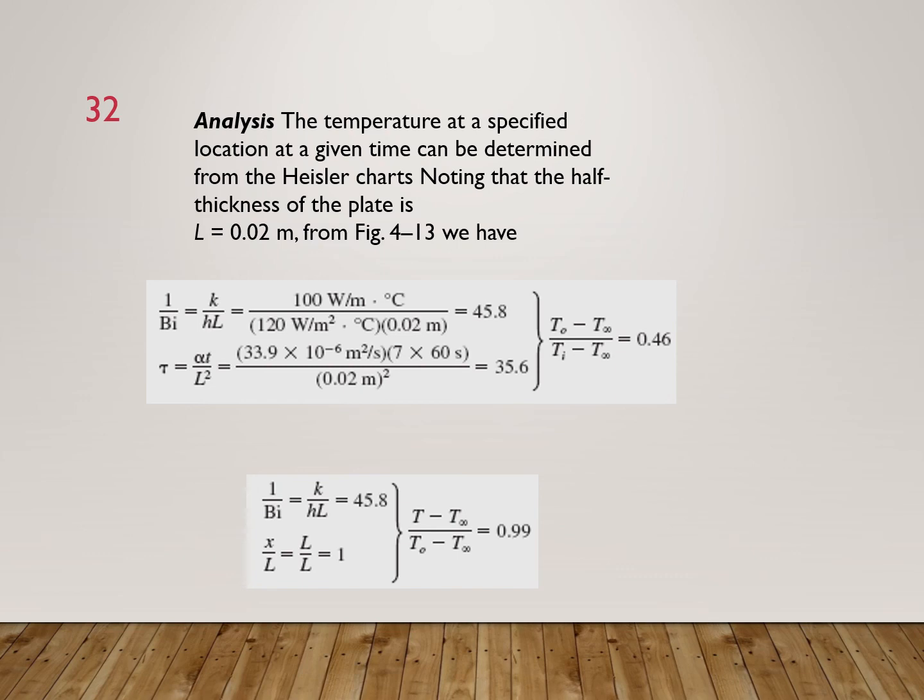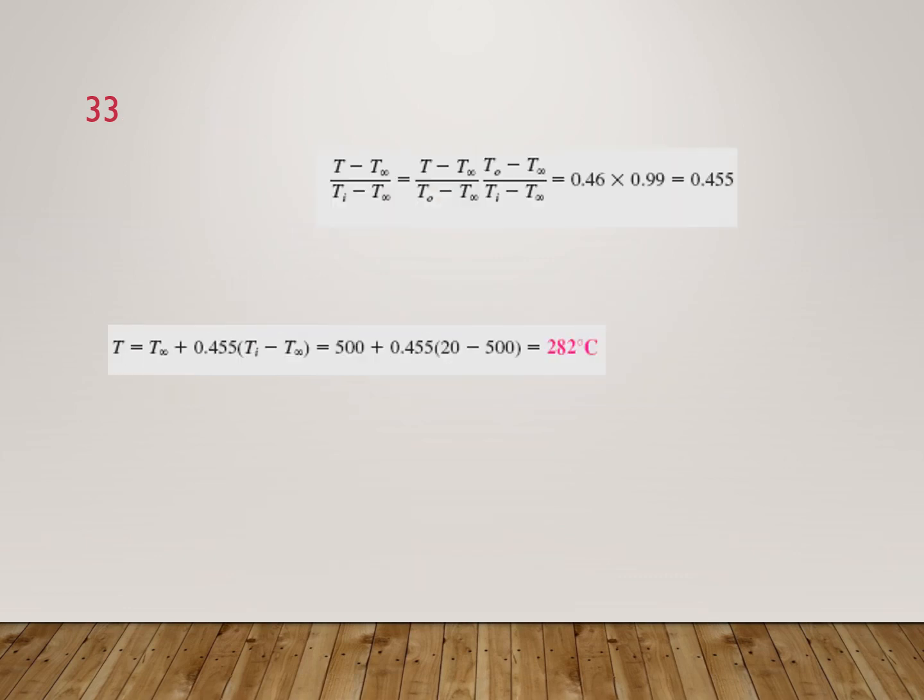All the values are noted, and we can see that all these are dimensionless quantities. This was done by Biot to reduce the dependence of one variable on another, and we can all draw easy results from this formula. So (T minus T infinity) upon (Ti minus T infinity) comes out to be 0.455. So temperature T is T infinity plus 0.455 times (Ti minus T infinity), which is equal to 500 degrees Celsius plus 0.455 times (20 minus 500). This is the required answer.